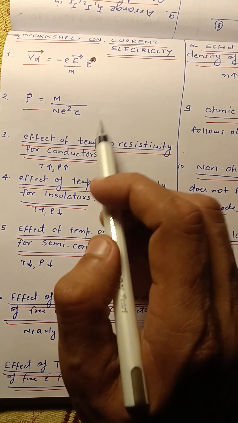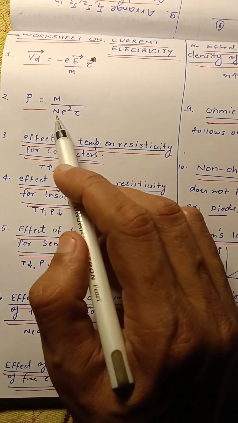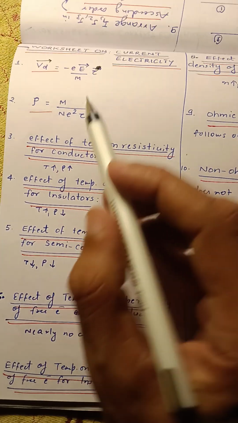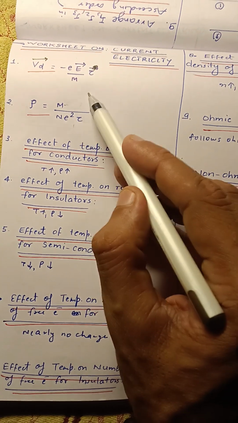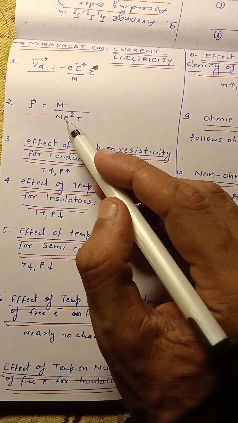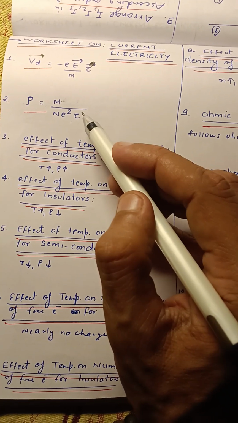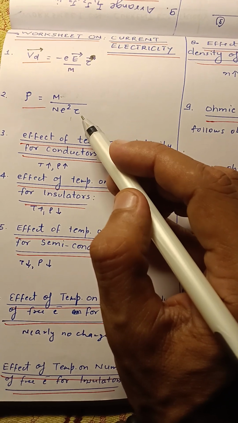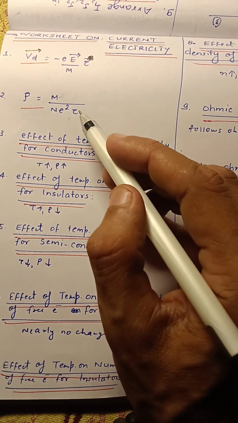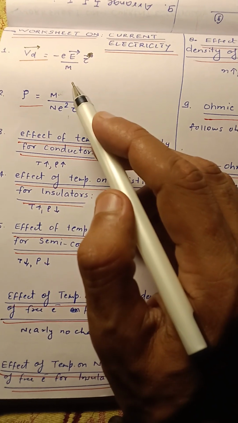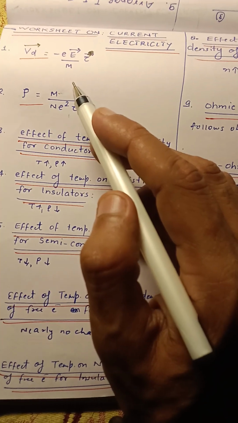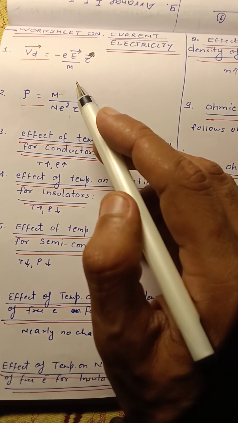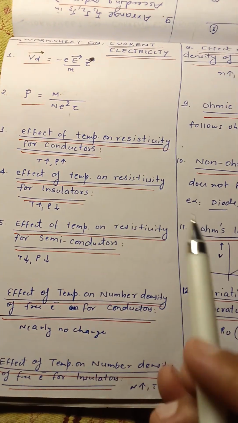Now comes the concept of resistivity. Resistivity is equal to m upon n e square tau, where m is the mass of the electron, n is the number density of electrons, e is the electronic charge, and tau is the average relaxation time, which is the time interval between successive collisions of electrons. These are simple results, and you should retain them as they are asked multiple times in the exam.